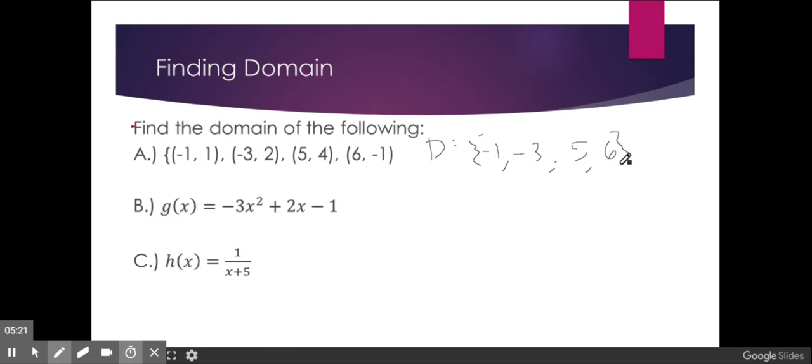So we have -1, -3, 5, and 6. And then we're done. And notice how I use the squiggly brackets. I know they don't look very pretty, but that's all you would have to do.